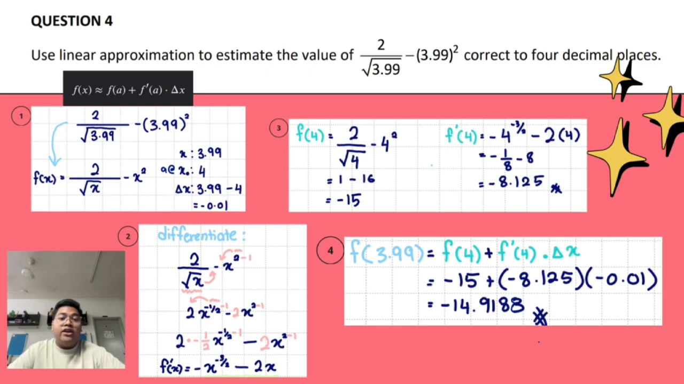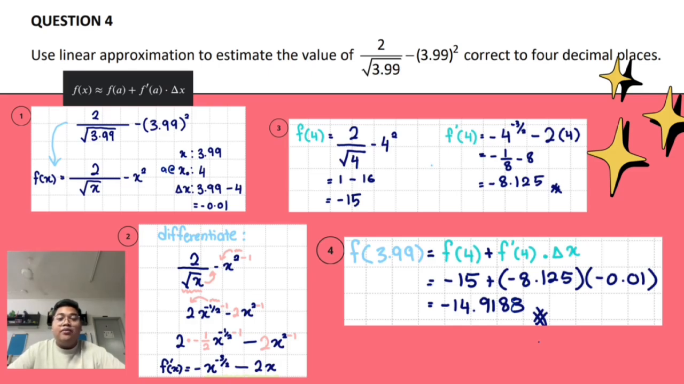So the core idea of linear approximation is that the actual value f(x) is approximately equal to the starting point f(a) plus the slope f prime of a multiplied by the small change delta x. So now we plug in our values, then multiply the two negative numbers. Lastly, the problem asks for the answer correct to 4 decimal places. So rounding our result, we get negative 14.9188.